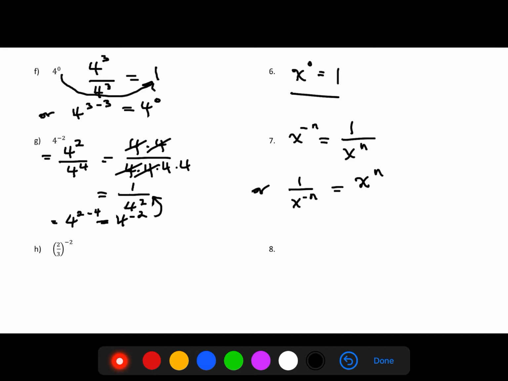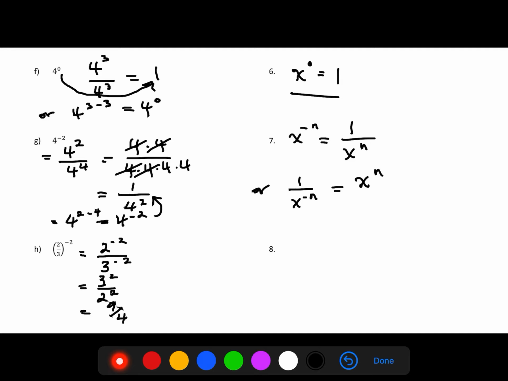Now, it's the same idea whether we have a fraction, a single expression, or multiple parts of an expression inside the brackets. We know that the exponent outside applies to all the parts inside. If we look at simplifying this to positive exponents, we're going to flip that 2 to the bottom to make it a positive exponent, and flip that 3 to the top to make it a positive exponent as well. When we calculate this, we get 9 over 4.